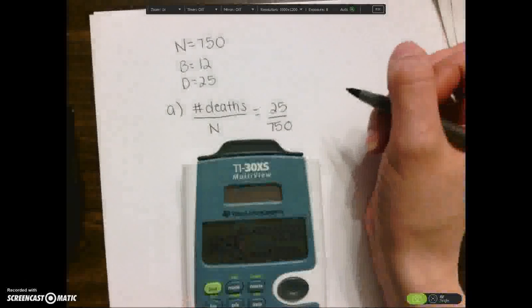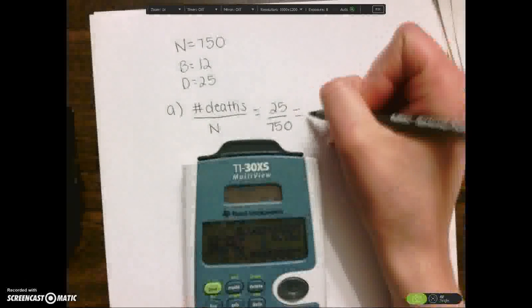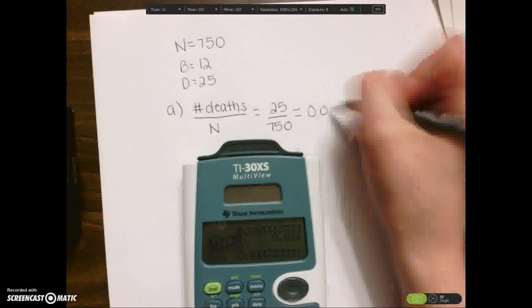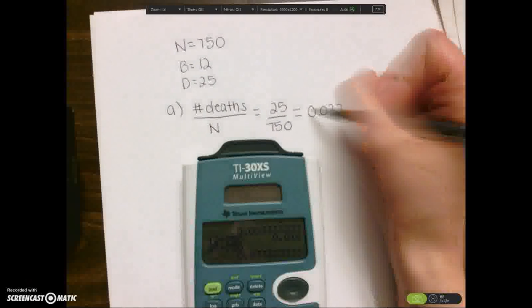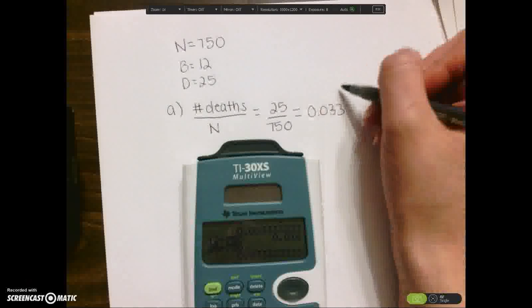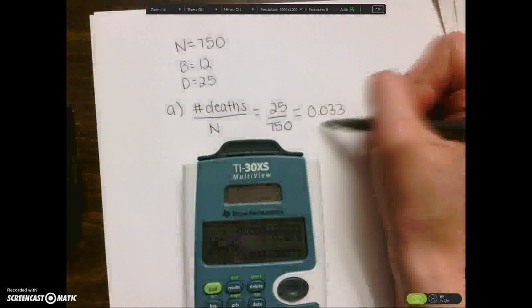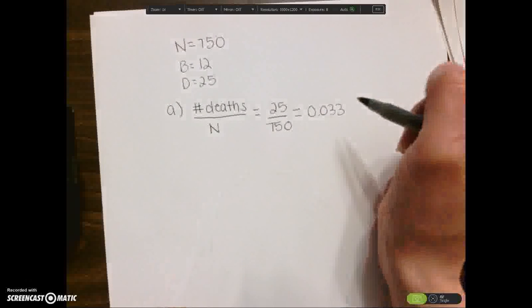Okay, and then you can see here, I'm going to get 0.033. Okay, and that's where I'm going to end because it's the tenths, hundredths, and the thousandths place. So that would be my answer for the first part here.